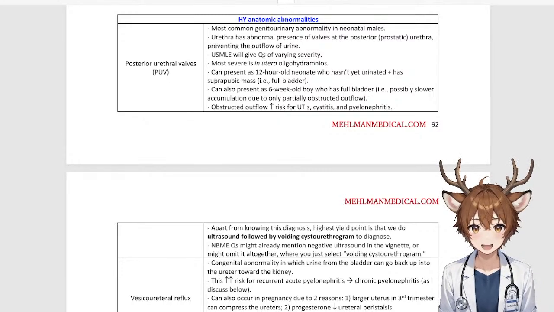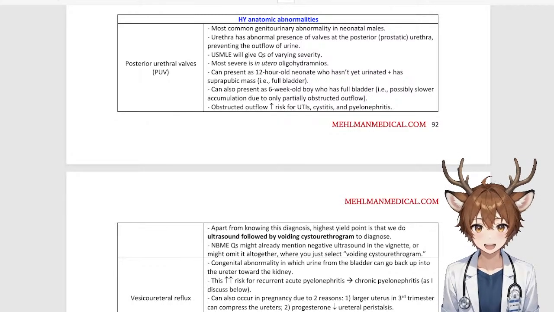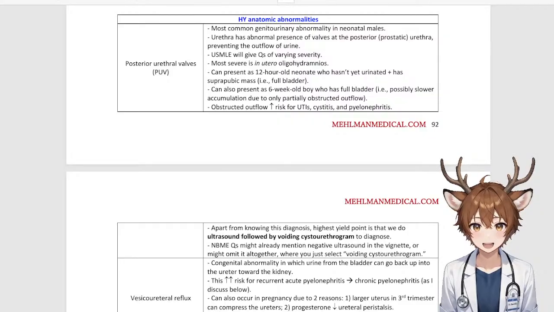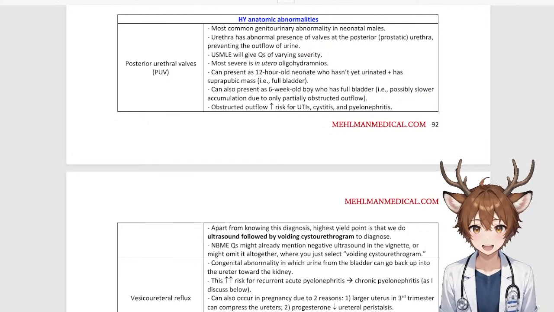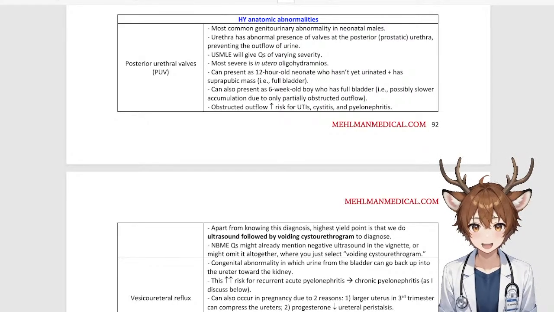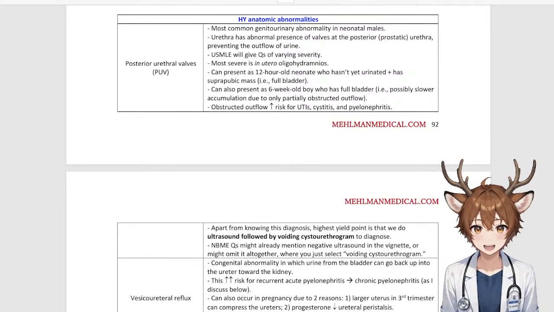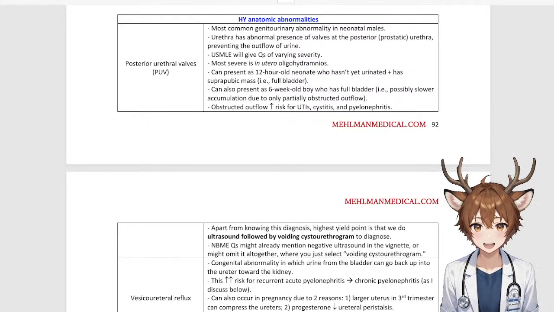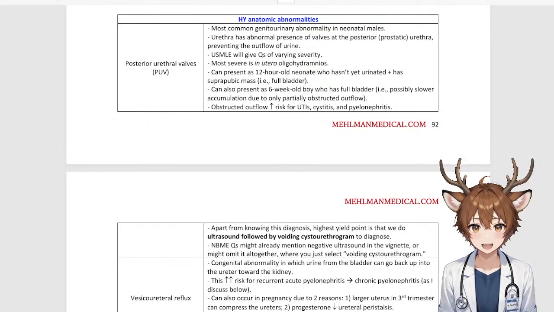High-yield anatomic abnormalities. Posterior urethral valves, PUV. Most common genitourinary abnormality in neonatal males. Urethra has abnormal presence of valves at the posterior prostatic urethra, preventing the outflow of urine. USMLE will give questions of varying severity. Most severe is in utero oligohydramnios.